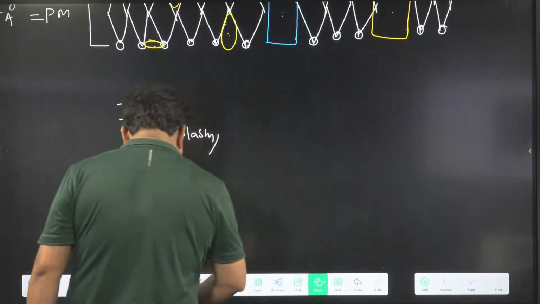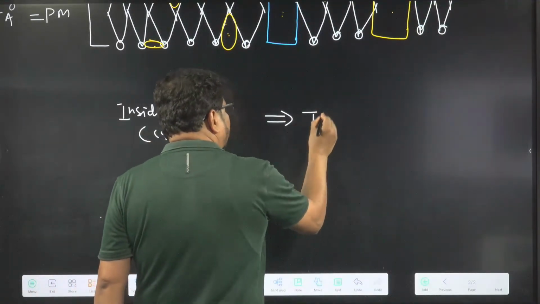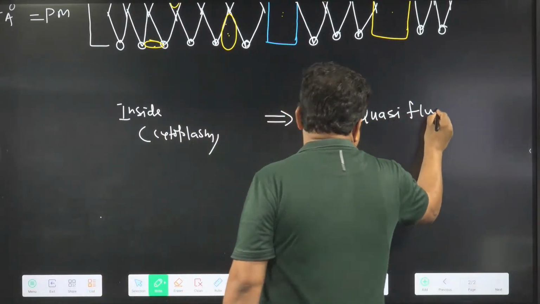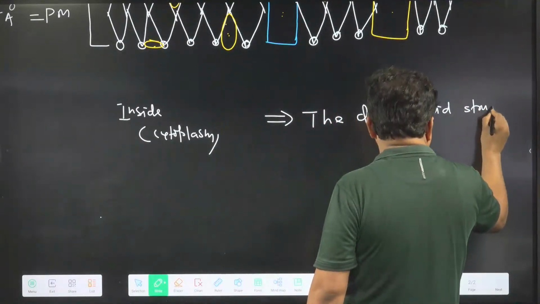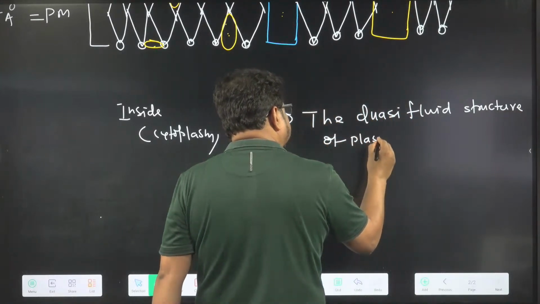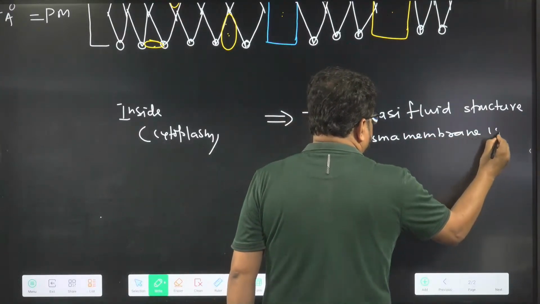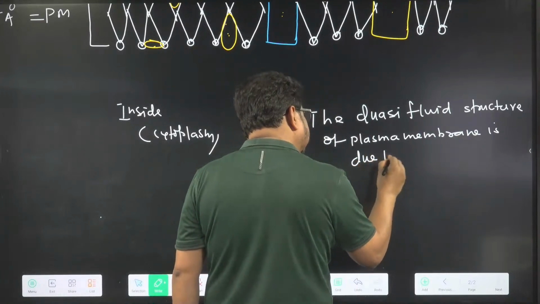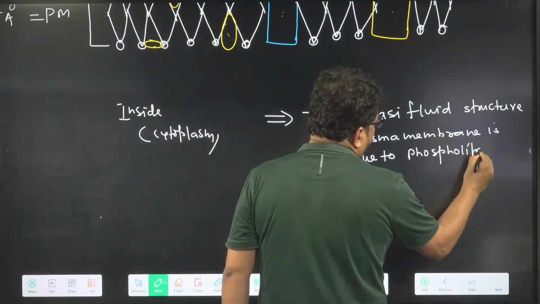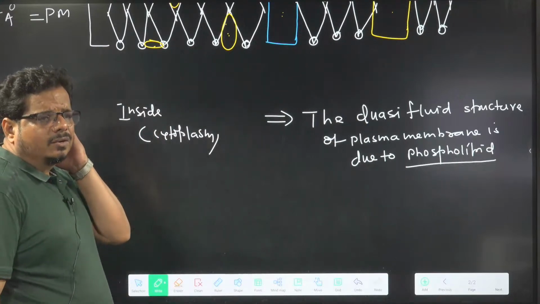So plasma membrane has a quasi-fluid structure. So I am writing here the quasi-fluid structure of plasma membrane is due to phospholipid. Who is behind the quasi-fluid nature of plasma membrane? Phospholipid is behind the quasi-fluid.